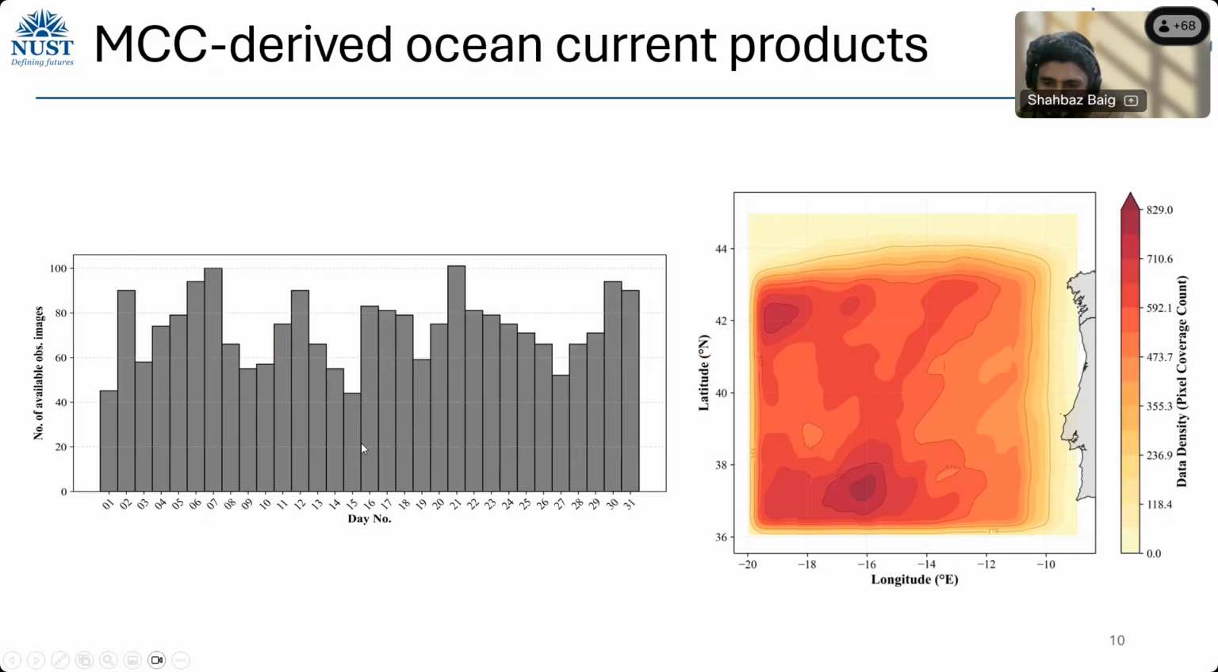And after running the MCC over 1 month of acquired SST data from AVHRR, we have this temporal distribution of MCC-derived currents. And on the right side, this presents where our MCC-derived currents or vectors are more clustered with respect to our study region.